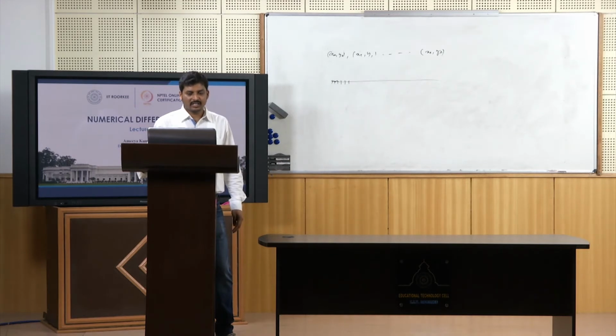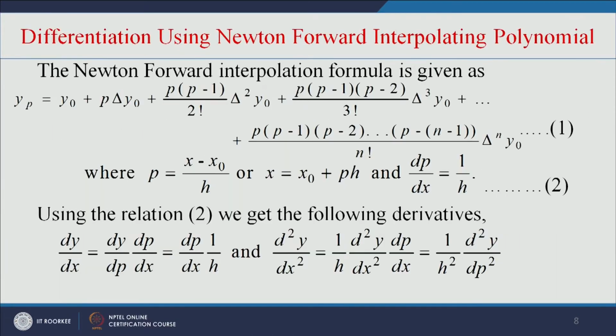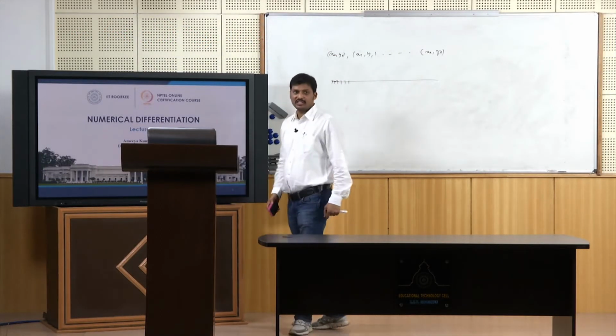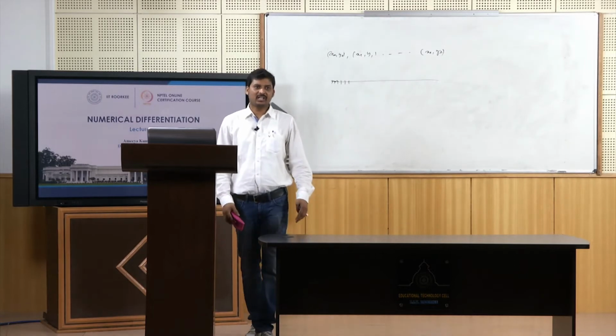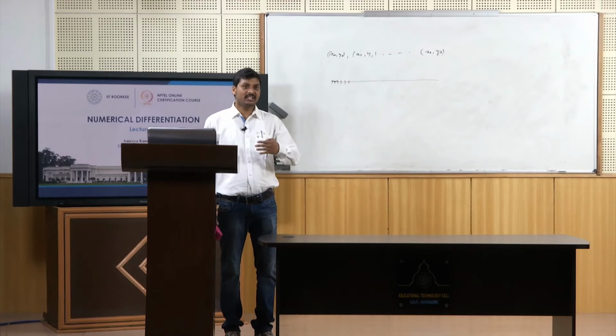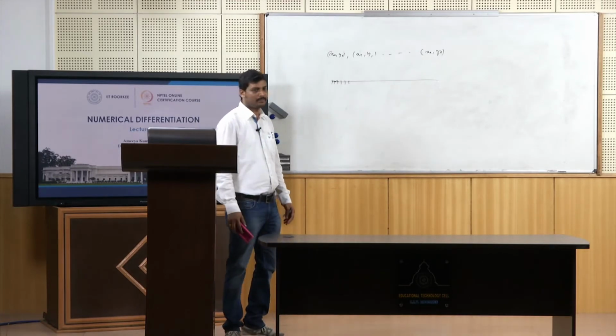It may be noted that p n of x and f of x sometimes have the same values at the nodal points, but the derivatives are different, which I have already shown in the graph. First we will go for equispaced points, and the first differentiation with interpolation we will carry out here is with Newton's forward interpolating polynomial.